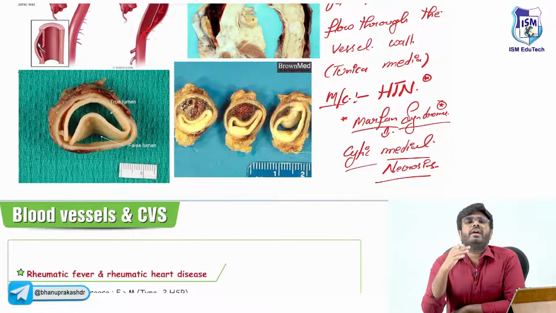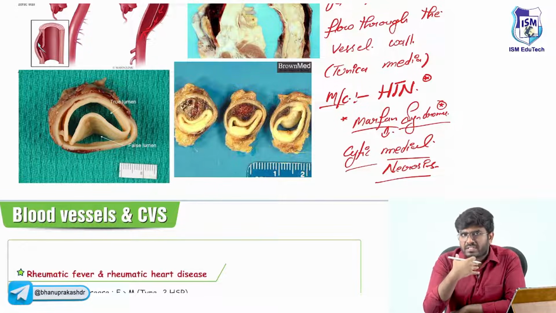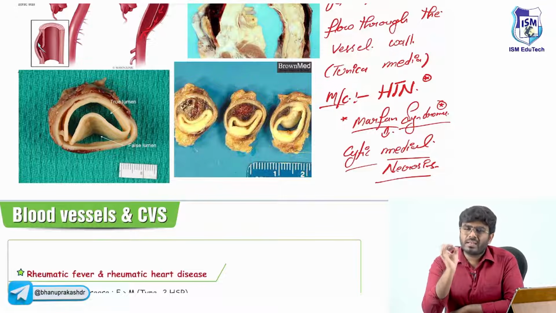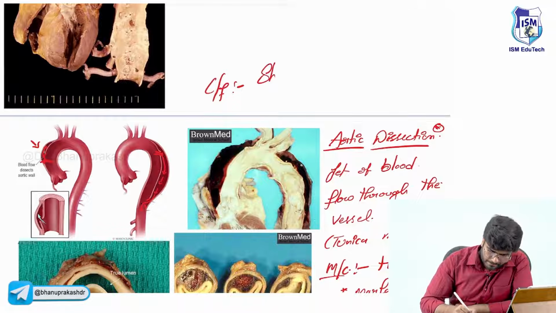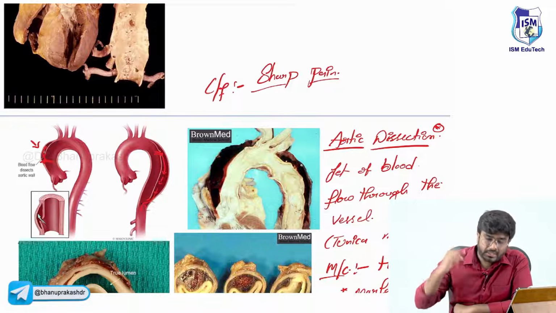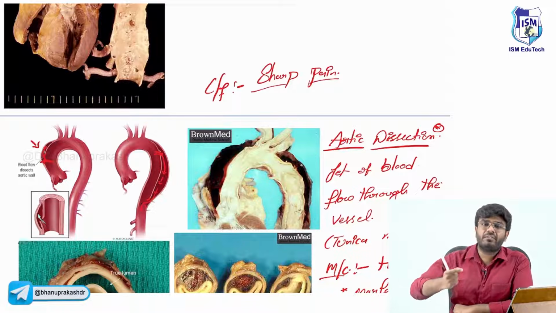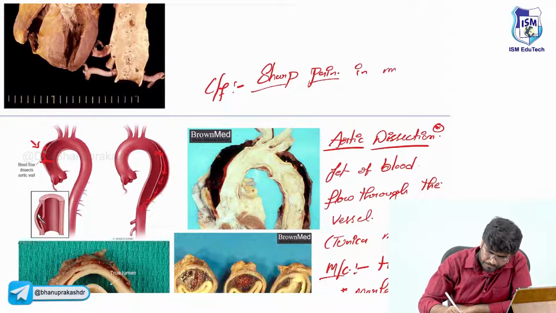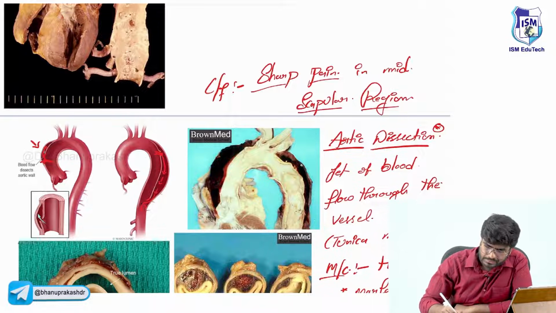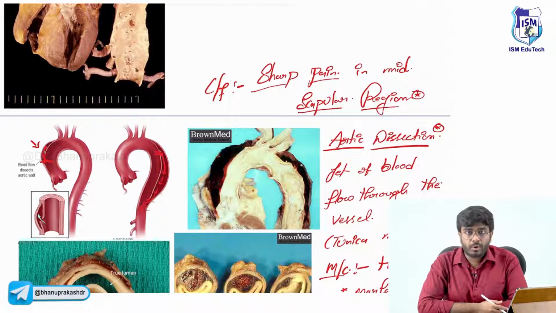Now, if you are having aortic dissection, for example, if I am the person right now, what will be the classical clinical feature? The clinical feature is going to be sharp pain. Where? In between the scapula. There will be very sharp, severe pain in the mid-scapular region. That's one important point I want you to know.